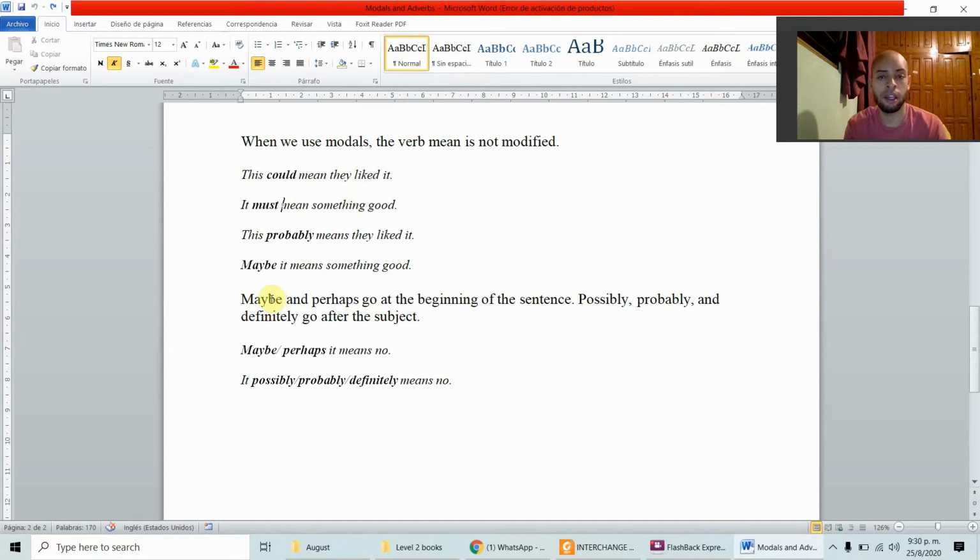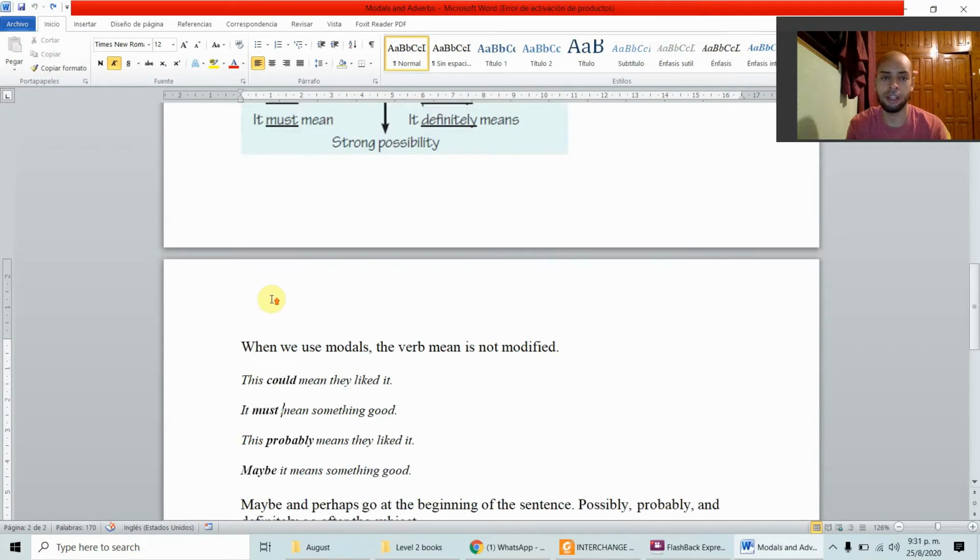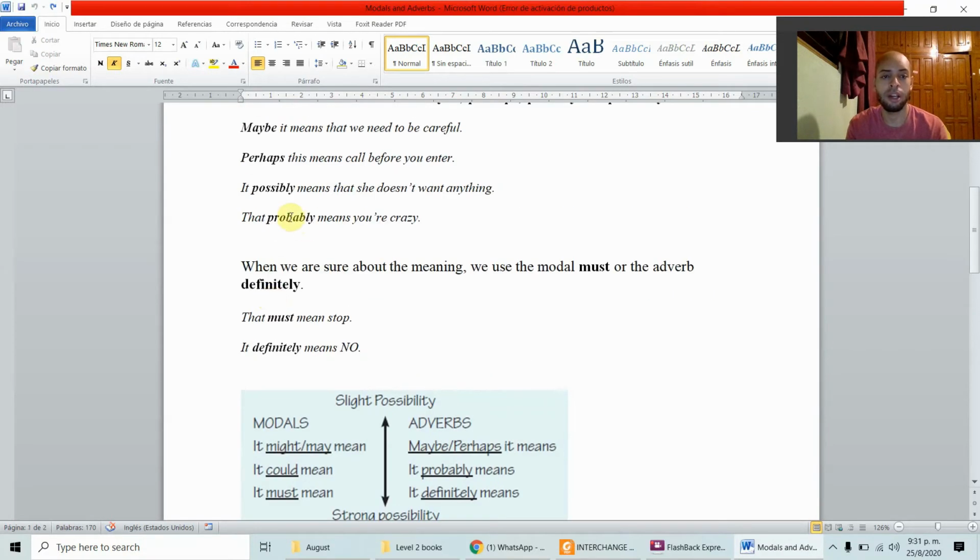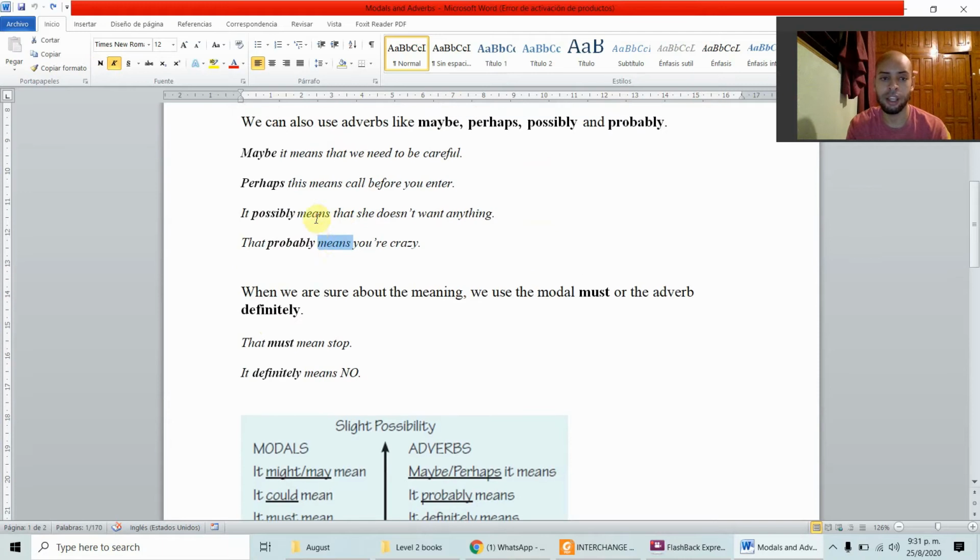And with adverbs we do modify the verbs if it's necessary. For example, that probably means, as you can see, the verb is modified here, and of course it's modified because we are using the third person. If we use a second person or a first person noun, then we don't have to modify mean when we are using adverbs.